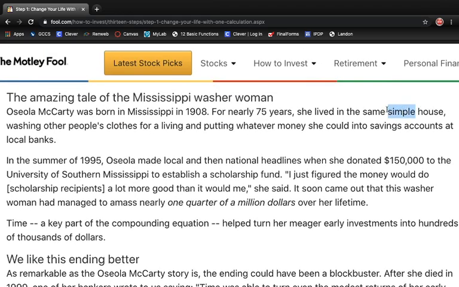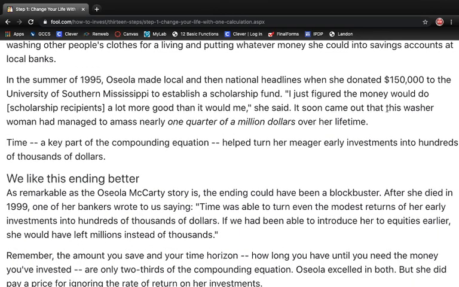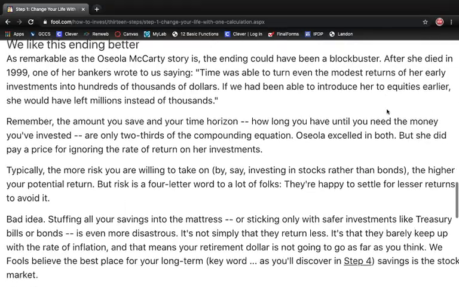The key word that I would point out to you guys is this right here: she lived in the same simple house. I'm telling you guys, it's about simple. You ain't got to have nice. You ain't got to be perfect. You ain't got to be beautiful. Just keep it simple. Save your money, and I think you could go pretty far in life.